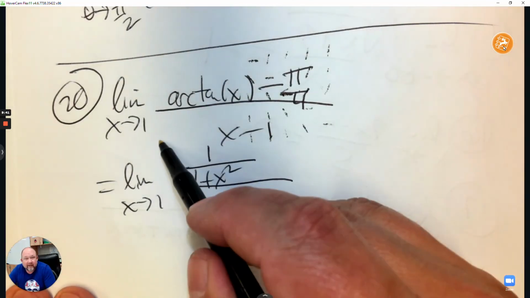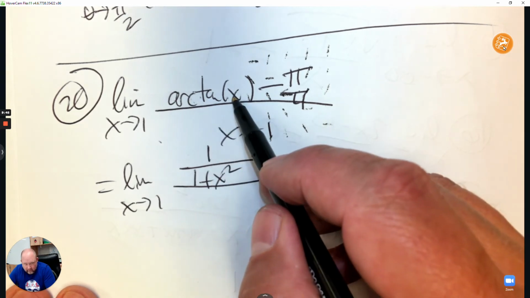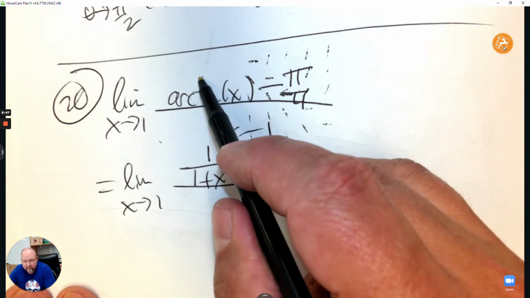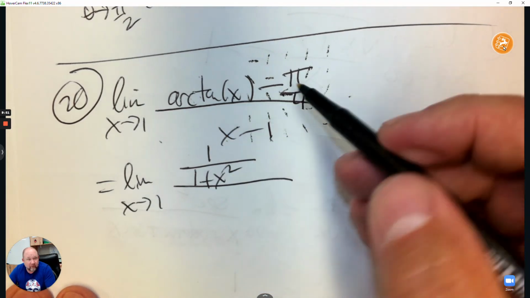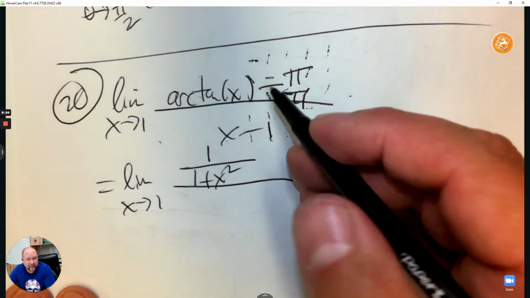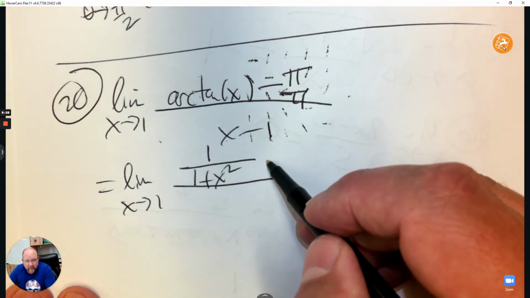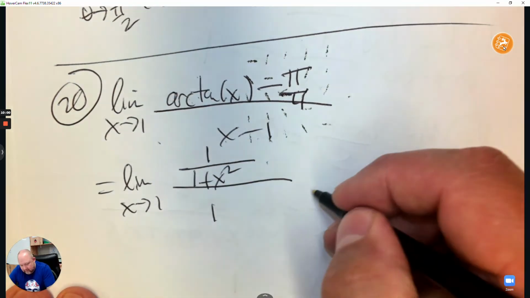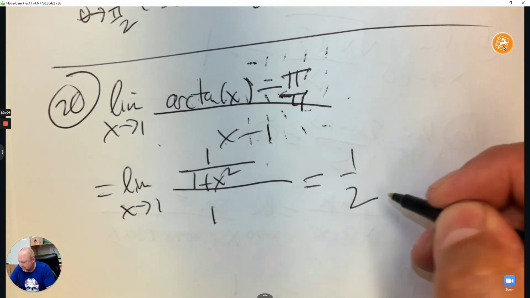Well, first of all, if you plug in 1, the value of arctangent at 1, the angle is pi over 4. Take away pi over 4, which is 0. 1 take away 1 is 0. It is indeterminate. Now take the derivative. The derivative of arctangent, the derivative of pi over 4 is 0, and the derivative of this is 1. So now plug in 1, and you see what the answer is, and it's 1/2.